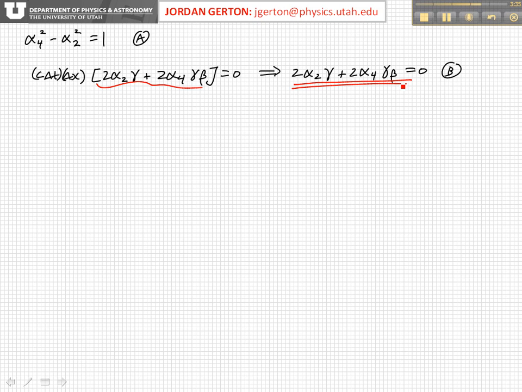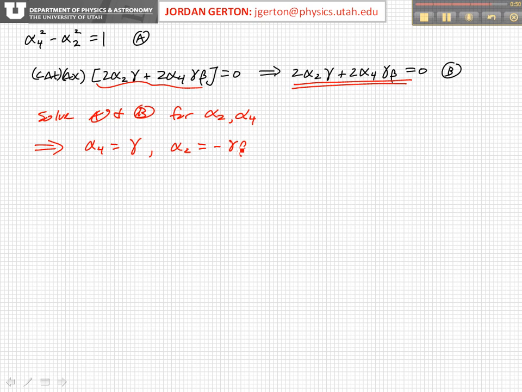So now we have two equations, A and B, and basically what we want to do is solve A and B for alpha 2 and alpha 4. Okay, and if you do that, I'm not going to do it for you, but what you find is that alpha 4 is equal to gamma, the Lorentz factor, and alpha 2 is equal to minus gamma beta.